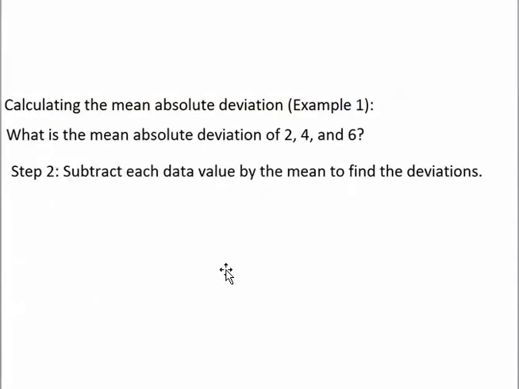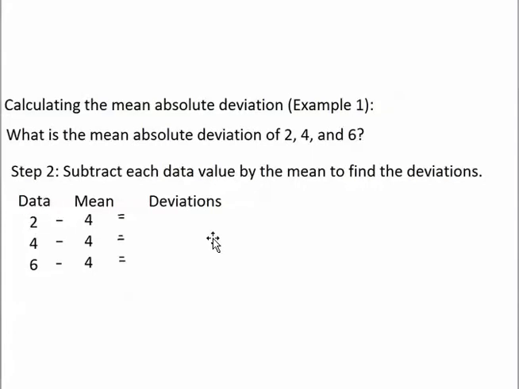The second step is subtracting each data value by the mean to get the deviations. So here we can have a column for the data values and a column for the mean of 4. And we know the mean is 4 because we calculated it in step 1. If we subtract them one at a time, 2 minus 4 gives us a deviation of -2. 4 minus 4 gives us a deviation of 0. And 6 minus 4 gives us a deviation of +2. And we see that each data value has its own deviation.